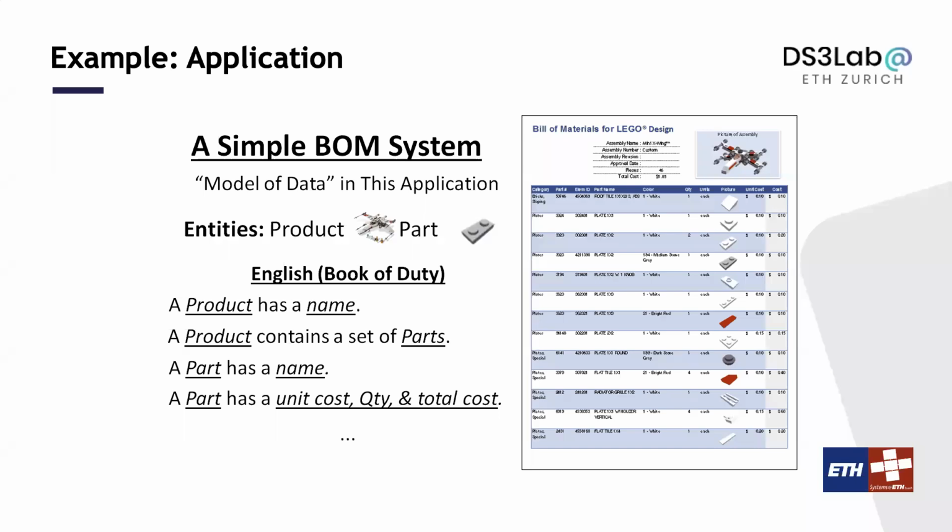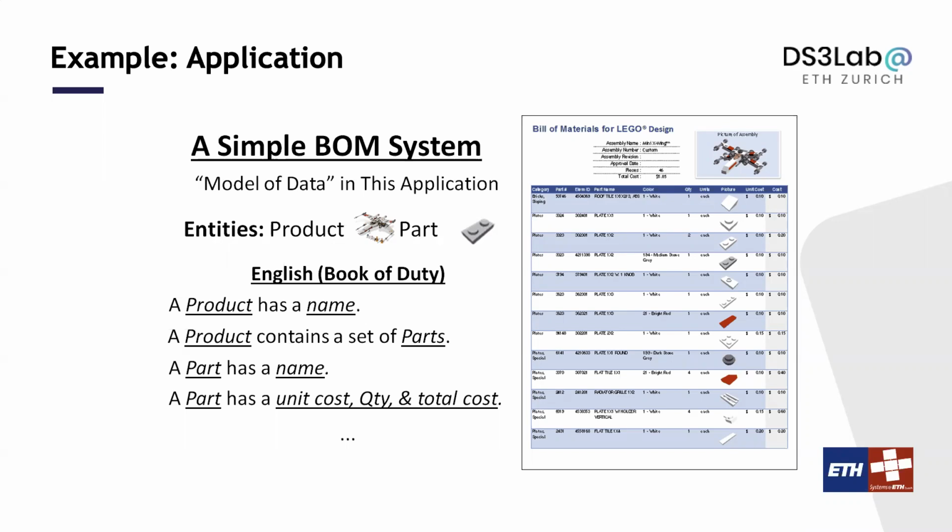For example, we can just write a whole bunch of sentences in English and try to describe this application. Of course, this is not machine understandable, right? You type it into a machine, and the machine will not understand you, right? But nevertheless, you can describe it, right?